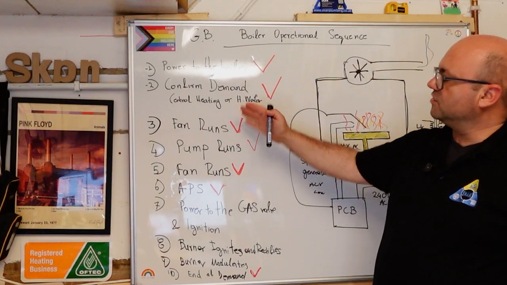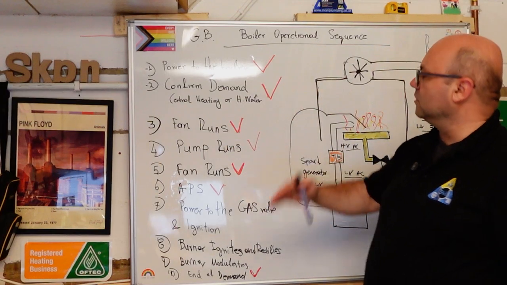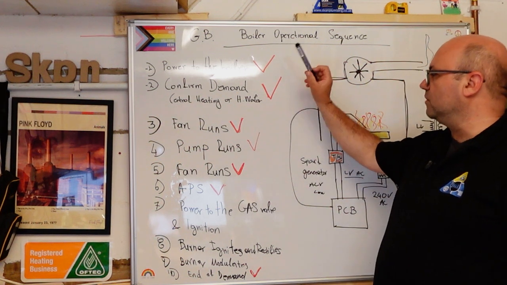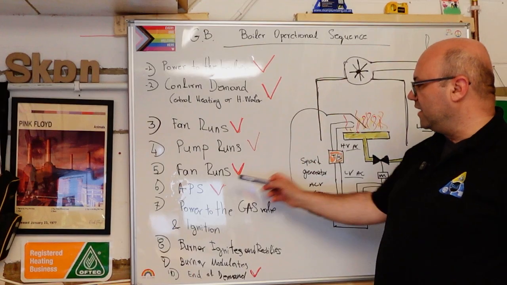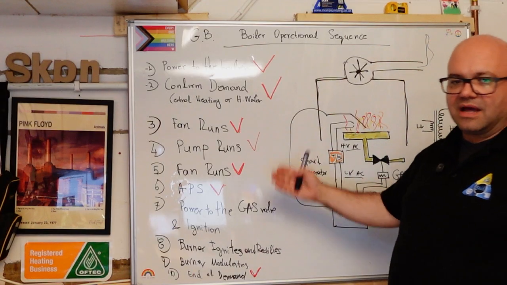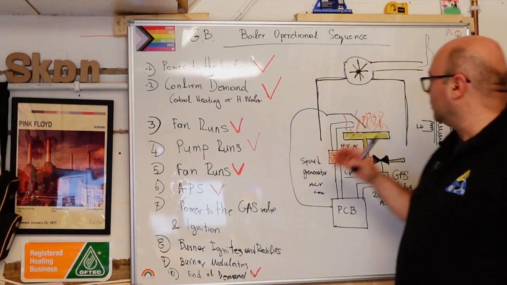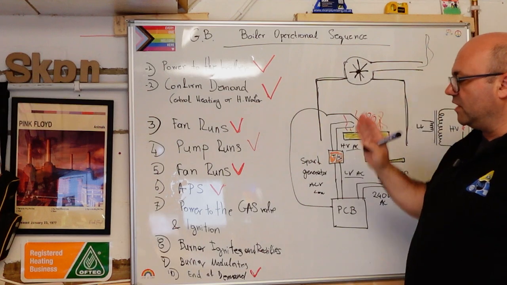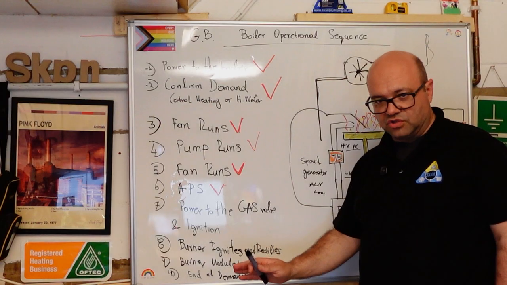In some boilers, first the fan runs and then the pump, or the other way around, first the pump and then the fan. Doesn't really matter. As soon as we confirm that the fan runs, as soon as we confirm the pump runs, and then the pressure switch or any other electronic means confirm that we have the correct flow of the air, then we go to the very interesting topic, which is the power to the gas valve and ignition.